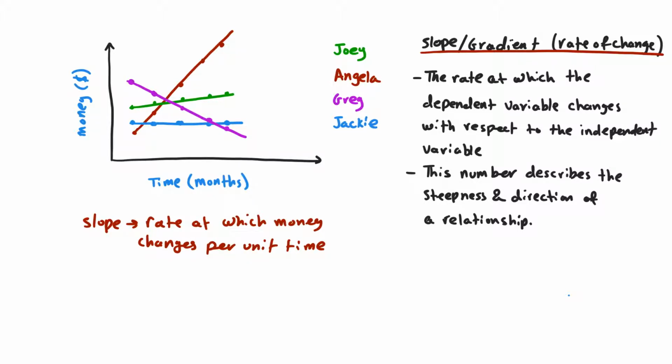So you can see one line is slanted in this direction, so it's sloping upwards, and the other one has a steepness which is going downward. So positive steepness and negative steepness. So this number, our slope, will describe both the steepness, so high steepness, and the direction, so positive and negative.